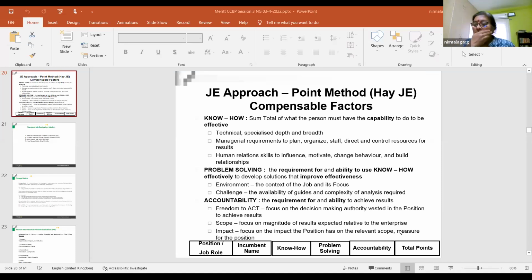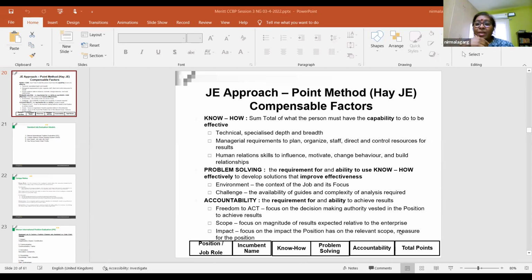Okay. Now there's one more method which we talk about, Hay. Guys, Hay is nothing but a point plan method. Okay. It's a point plan. You have done point plans, right? What does a point plan have? It has compensable factors. Then it has degrees of differentiation, then it has weightages, and then it has points.